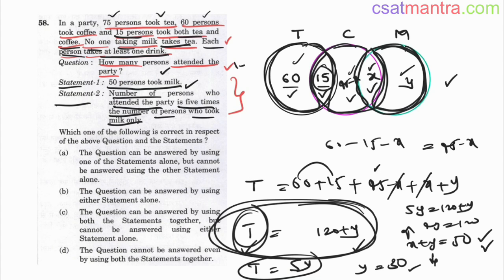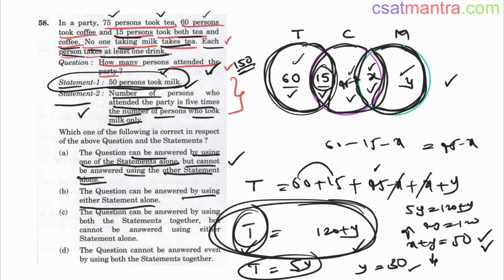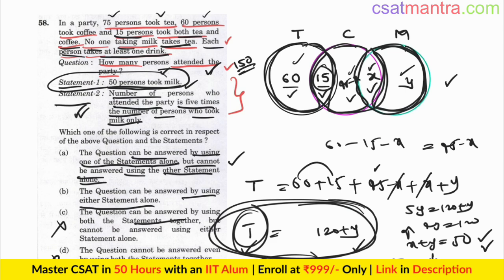Now, how many persons attended the party? 150. So, the question can be answered by using one of the statements alone, that is statement 2, but cannot be answered using the other statement alone. Yes, this is our answer. By using either statement alone. No, wrong. You cannot answer this question using this statement. Together we don't need. Cannot be answered even by using the statements together. No, wrong. This can be answered just using this statement.